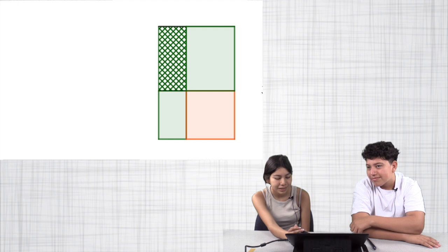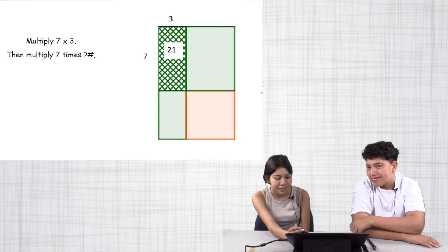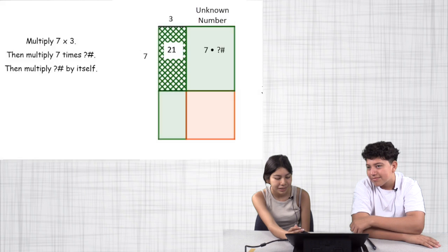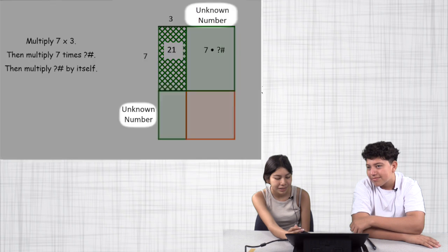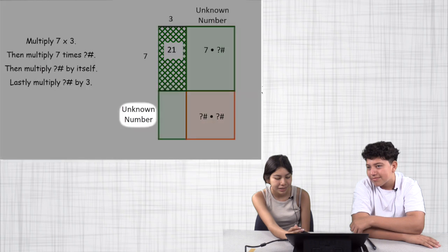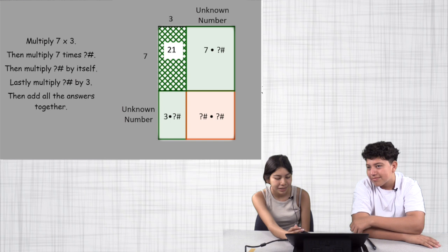Emily and Mauricio did it. They described another general method for finding the area of Ariana's new garden. First, you multiply 7 by 3. Then, multiply 7 times that unknown number. Then, multiply the unknown number by itself. Lastly, multiply the unknown number by 3. Then, add all the answers together to get the area of Ariana's new garden.